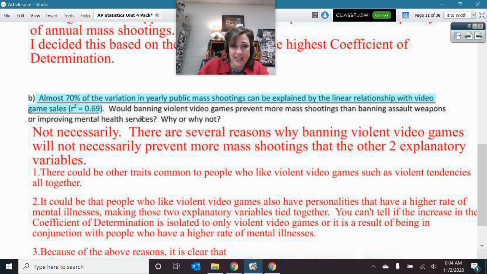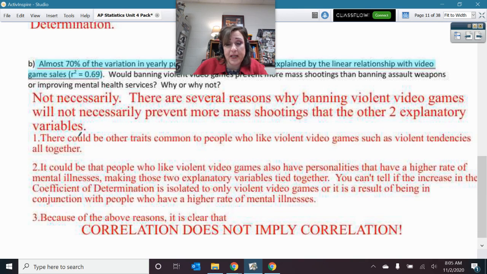But here's this: would banning violent video games prevent more mass shootings than banning assault weapons or improving mental health services? Why or why not? We do not know that, not necessarily. There are several reasons why. For example, there could be other traits common to people who like violent video games, just violent tendencies altogether, not exacerbated by the video games. It could be that people who like violent video games also have higher rates of mental illness, so those two explanatory variables could be connected. We can't tell if the increase in the coefficient of determination is isolated to violent video games or a result of something else in conjunction with them.